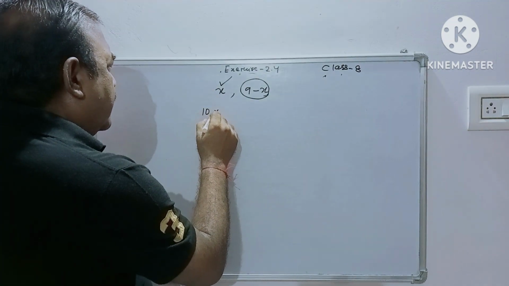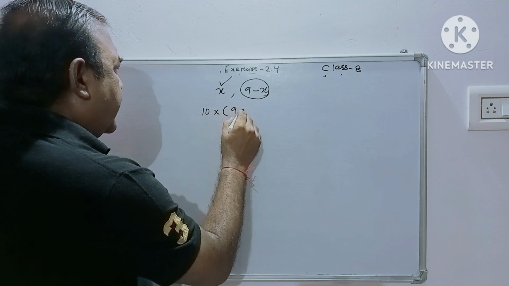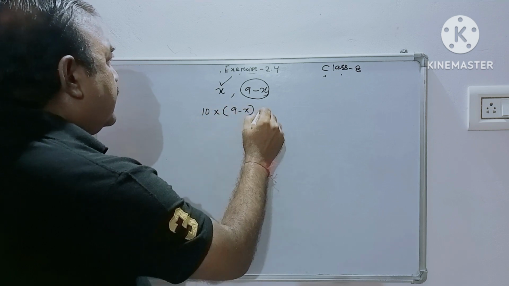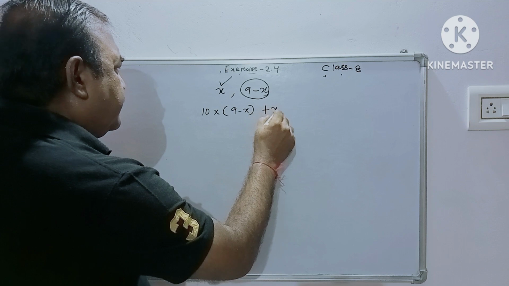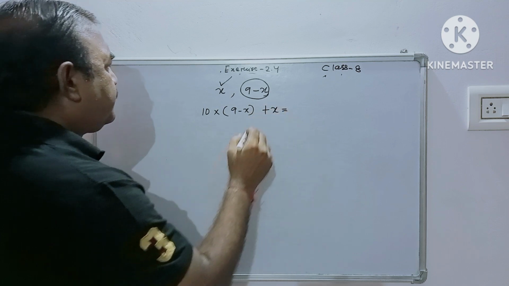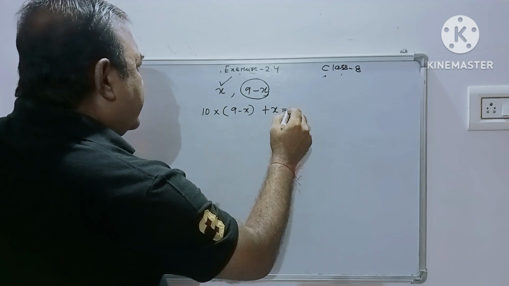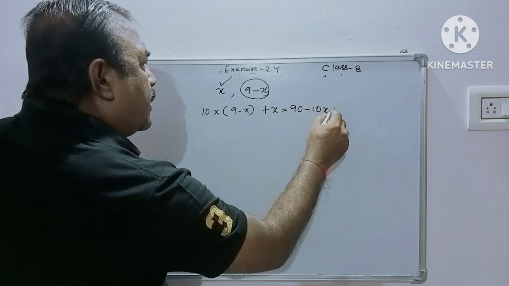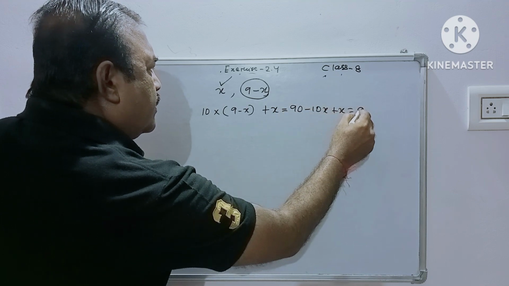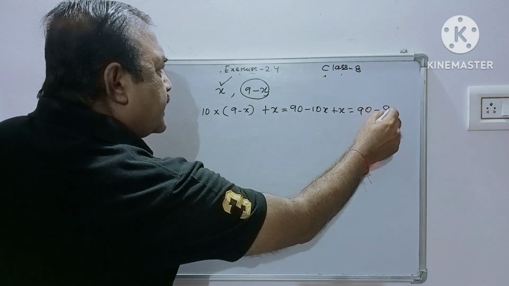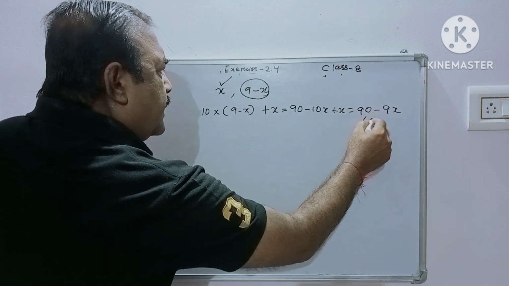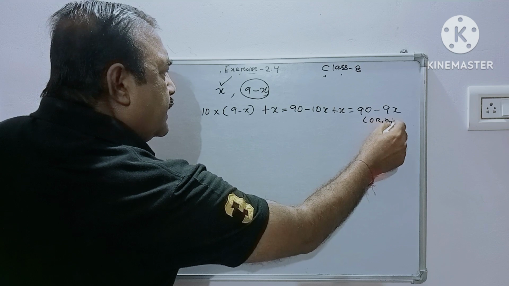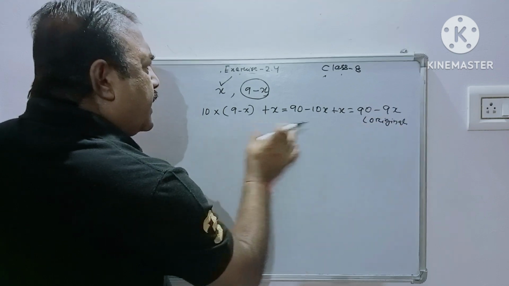10 into 9 minus x plus x, that is equal to 10 into 9, which is 90, minus 10x plus x, that is equal to 90 minus 9x. So let it be the original number, as we have taken it as the original number.